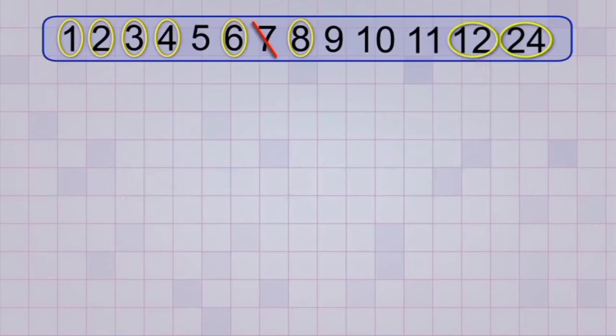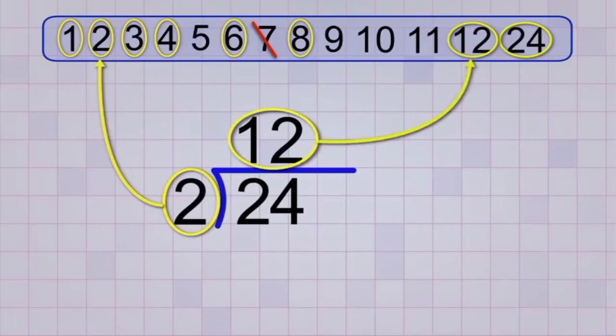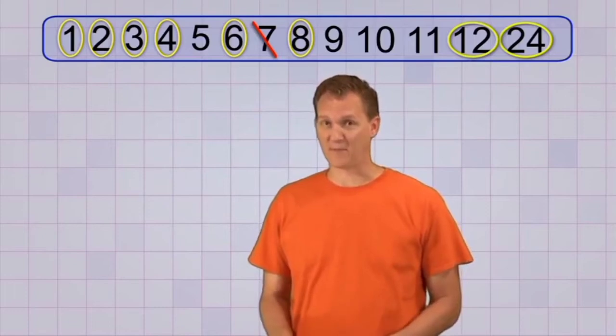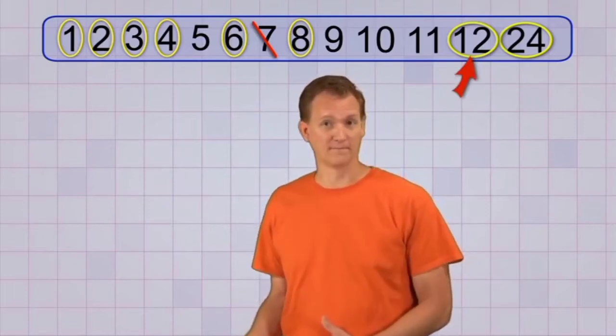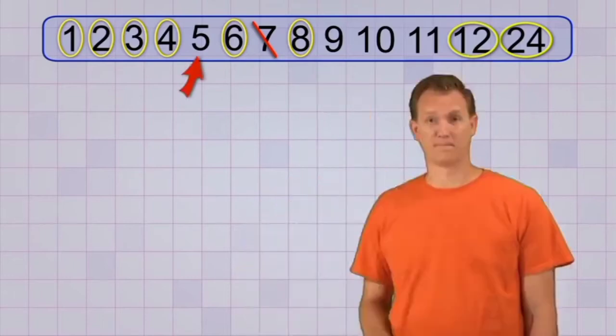So, anytime you do a divisibility test and the number you're checking passes the test, then the answer you get from dividing will also pass the test. It will also be a factor. That will speed things up because we know we don't have to test 12. Okay, let's move on to the next number we haven't checked, 5.